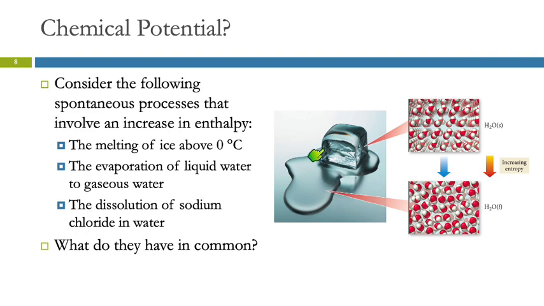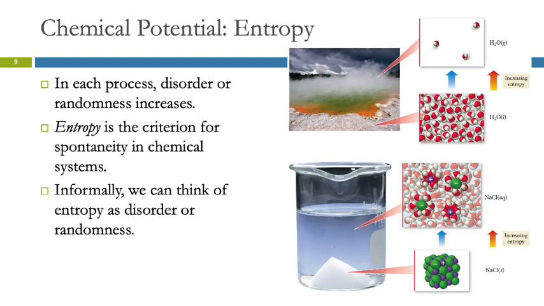Let's look here, we've got our water. Here are our solid water molecules, right? They're literally frozen, they can't move around. And when they melt, now they're moving around. We have an increase in entropy in all of these processes. So let's look at entropy as a possible stand-in for our chemical potential.